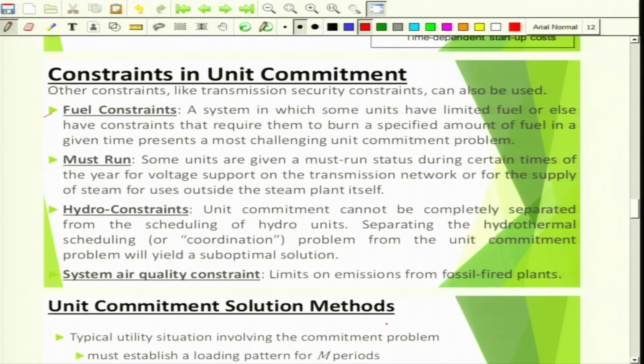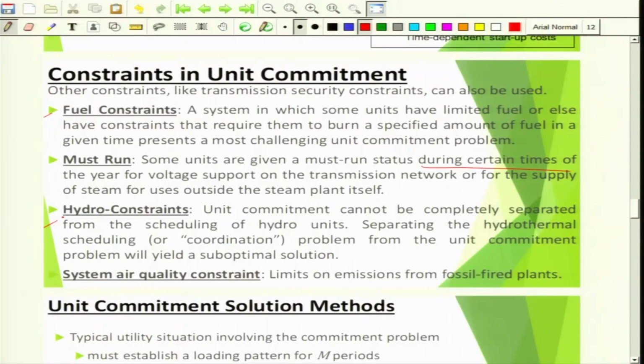And must run: some units are given a must-run status during certain times of the year for voltage support on the transmission network or for the supply of steam for users outside the steam plant itself. There are certain units that need to be operated because there is also local power consumption, even though there is no load, but still there is certain local consumption, right? Apart from that, in order to maintain the voltage profile constant, though you may not be injecting any active power, there is a requirement of reactive power in the system. So some generators need to run all the time, so that is the must-run condition.